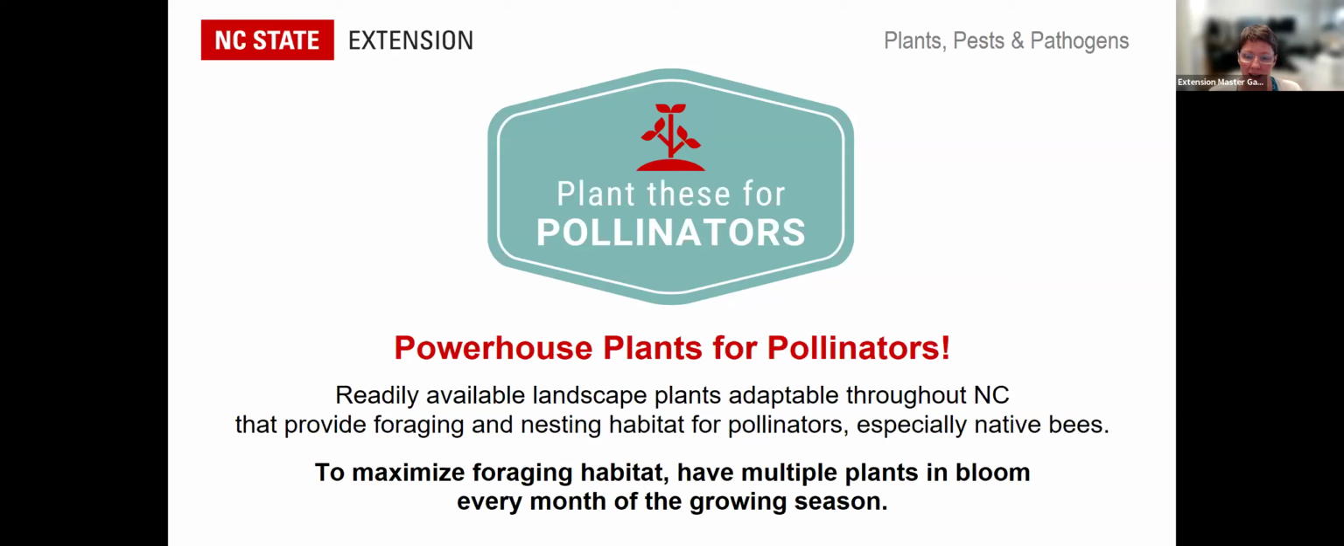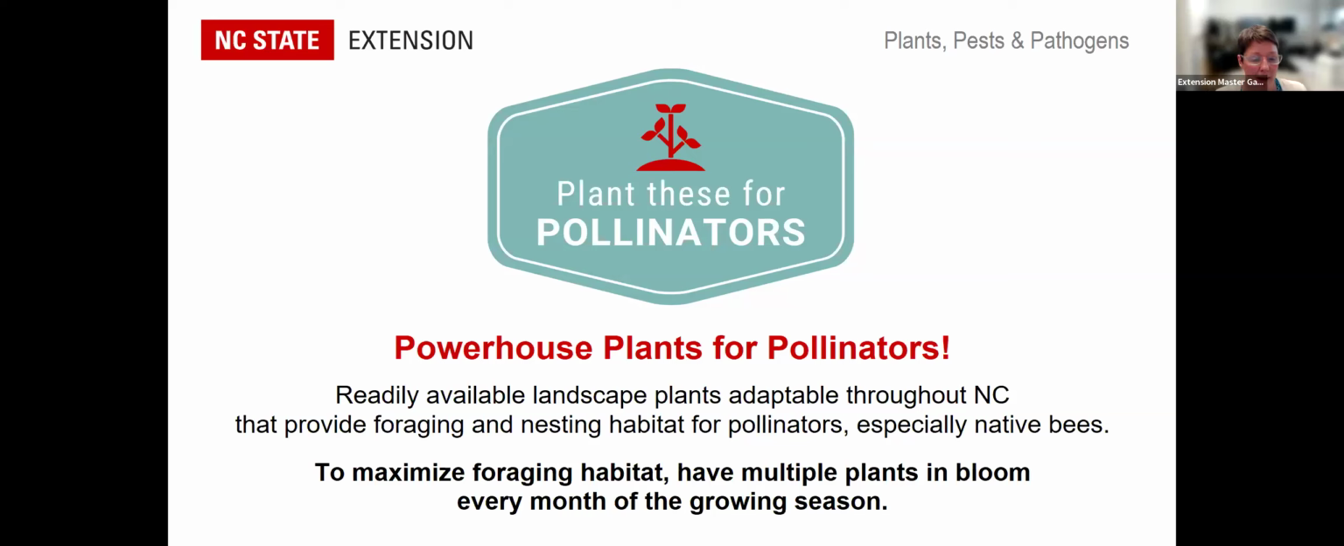All right, and with that, we're going to move into our new feature for this season, our Plant These for Pollinators. You may remember a couple of years ago we had Plant These instead. So we've updated and brought back our plant feature, and we're going to focus on powerhouse plants for pollinators. What we're going to be looking at this year are plants that are readily available, things you could find at a lot of nurseries and landscapes, and that are adaptable throughout North Carolina, so they can be grown from the mountains to the coast, with a focus on those that provide foraging and nesting habitat for pollinators, and especially our native bees.